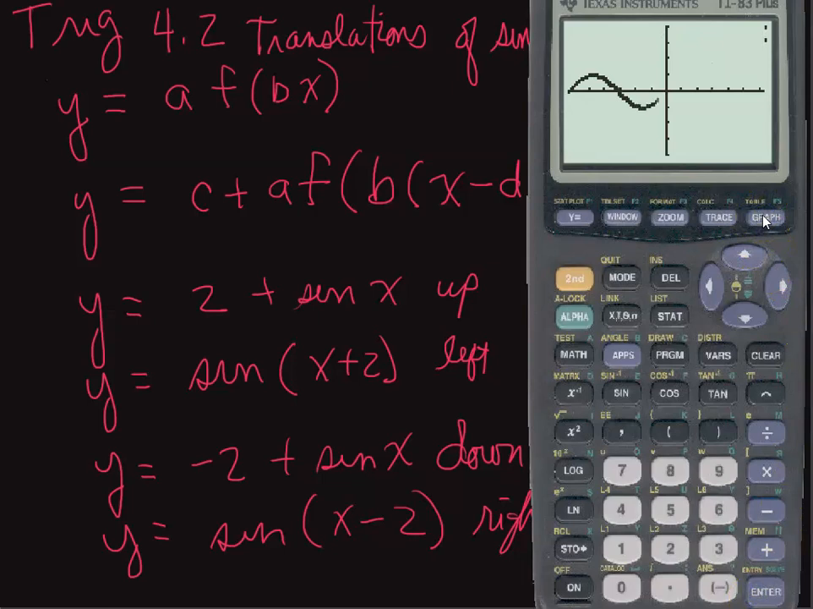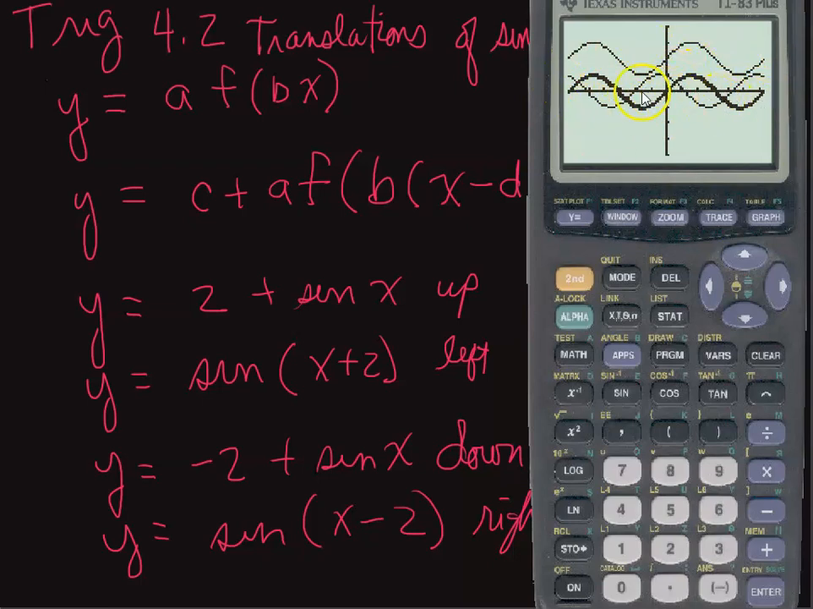And we should have done that before. That's the original sine x. This is 2 plus sine x. This is sine x plus 2. So this is the original, go up 2, and this is now what it's moved to. If you draw a line at y equals 2, you'd have the x-axis moved up 2.